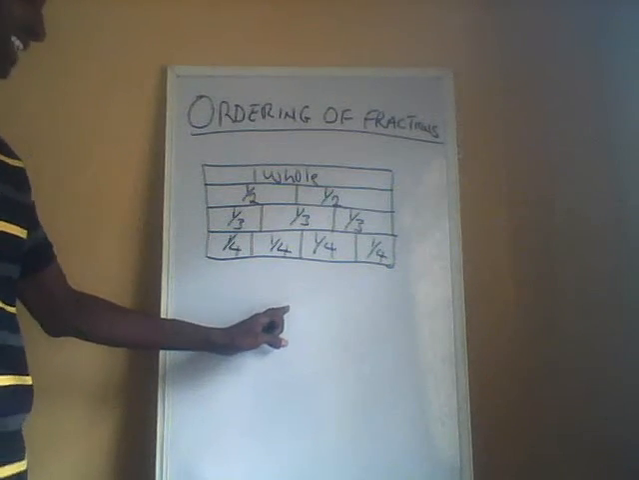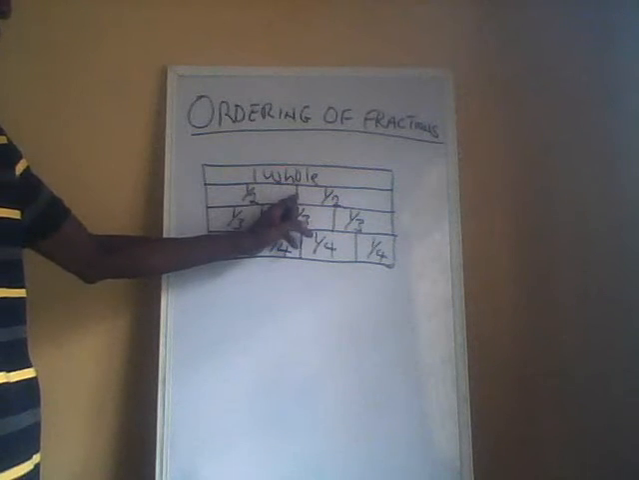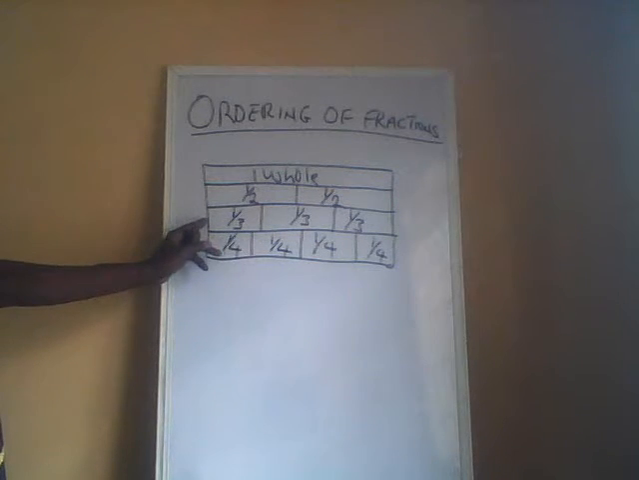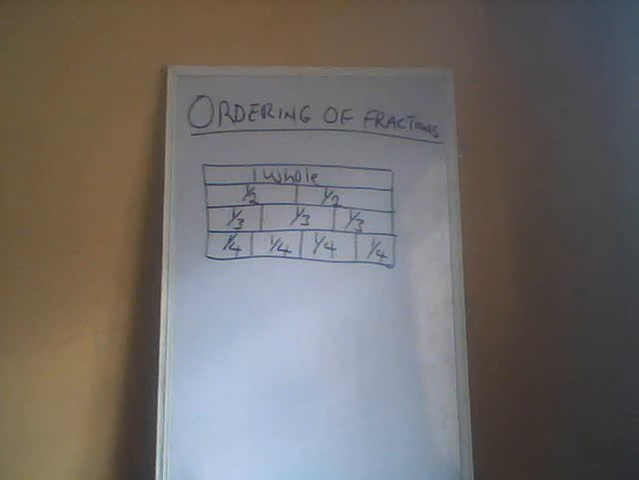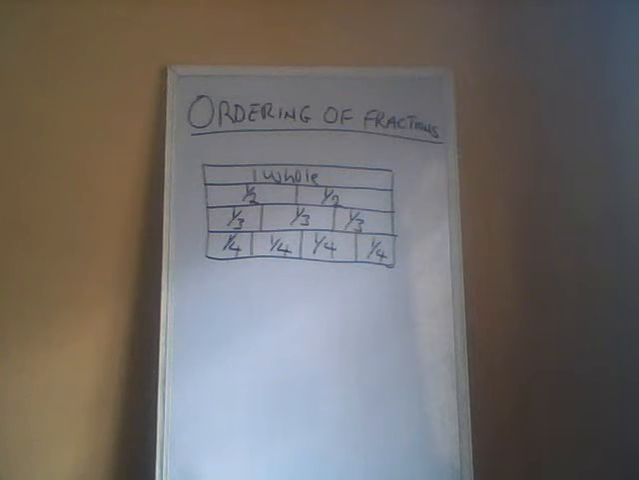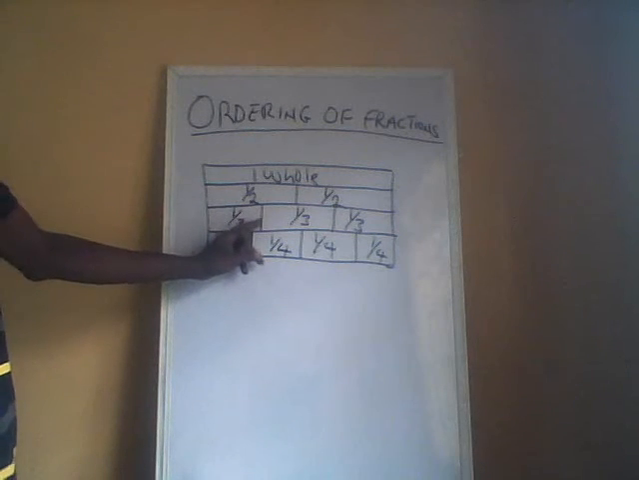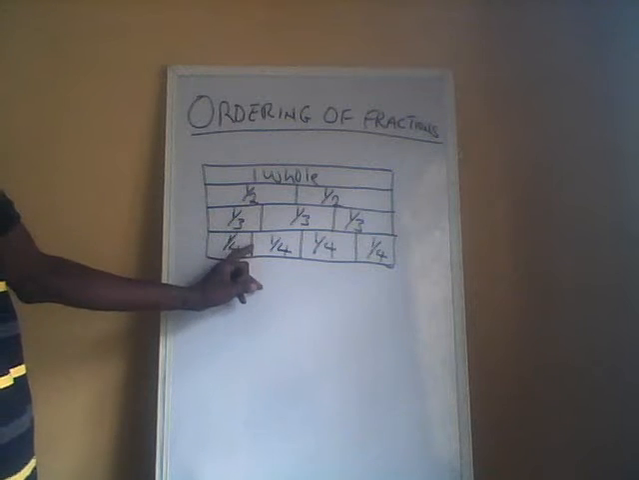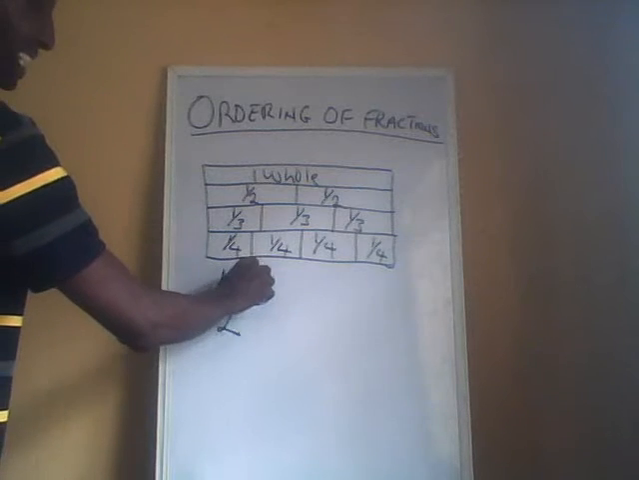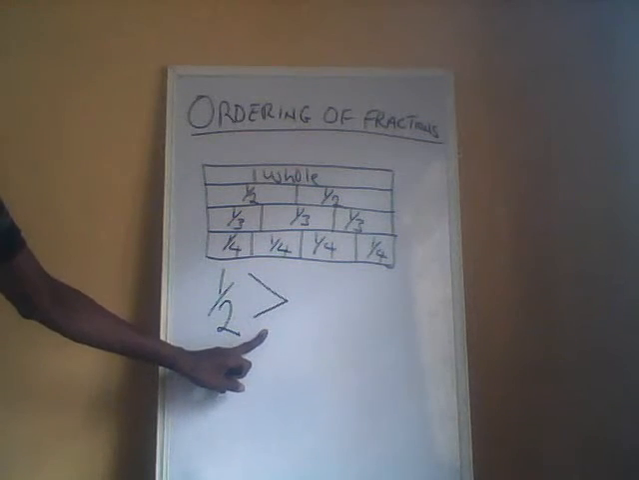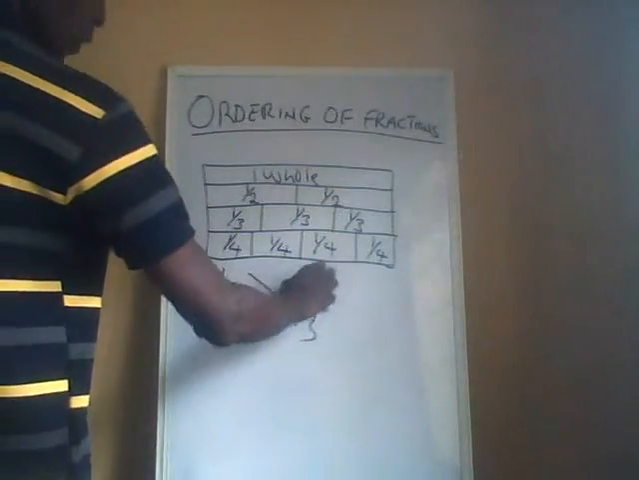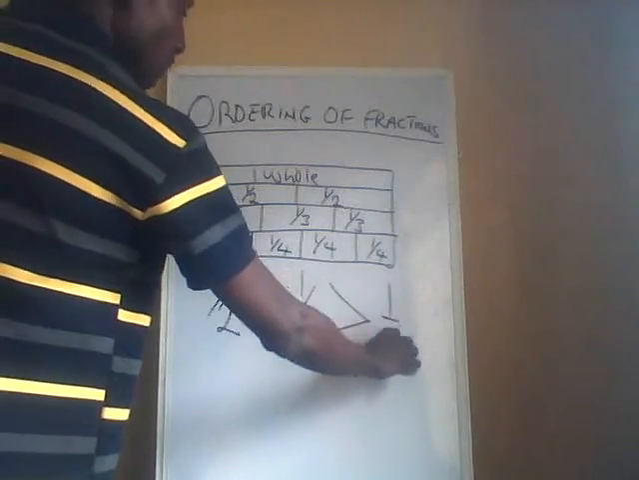Now, if you look at this, the space for 1 over 2 is much larger than the space for 1 over 3. Agreed? The same thing goes, the space for 1 over 3 is bigger than the space for 1 over 4. This tells you that 1 over 2 is greater than 1 over 3, and 1 over 3 is greater than 1 over 4. This symbol is the greater than sign.